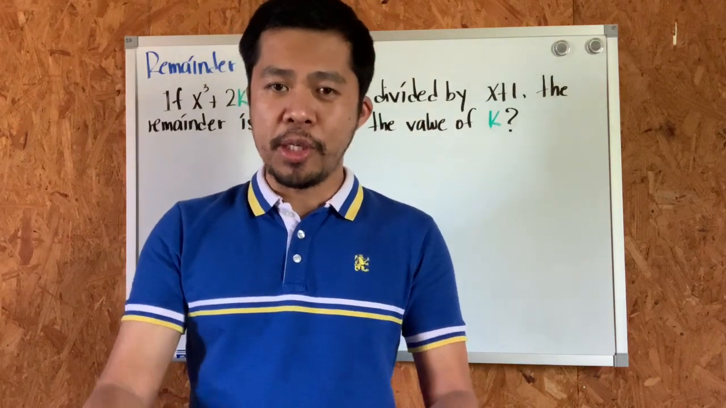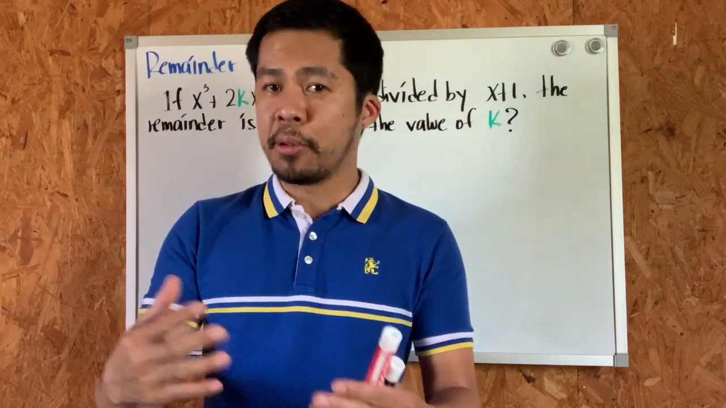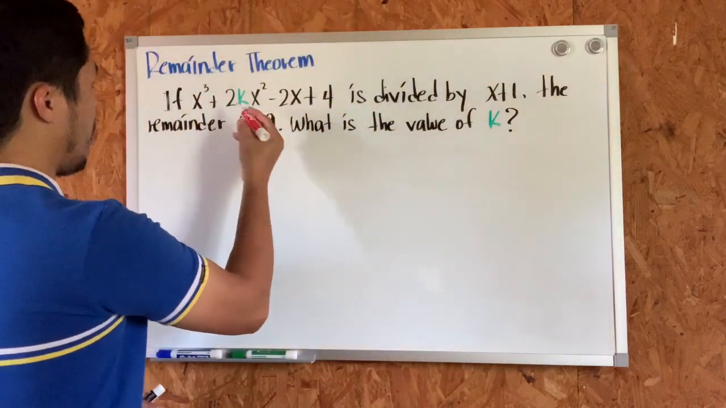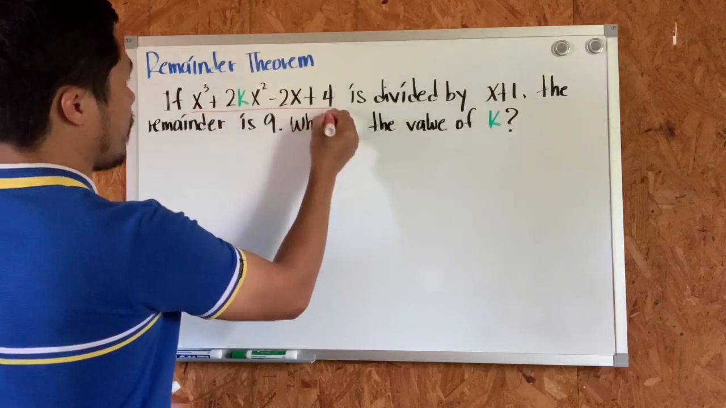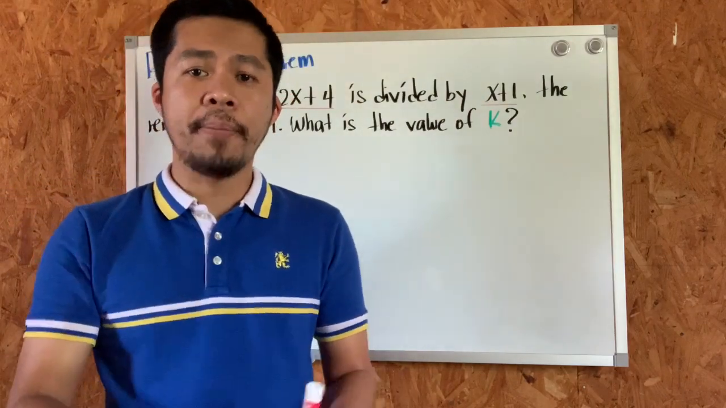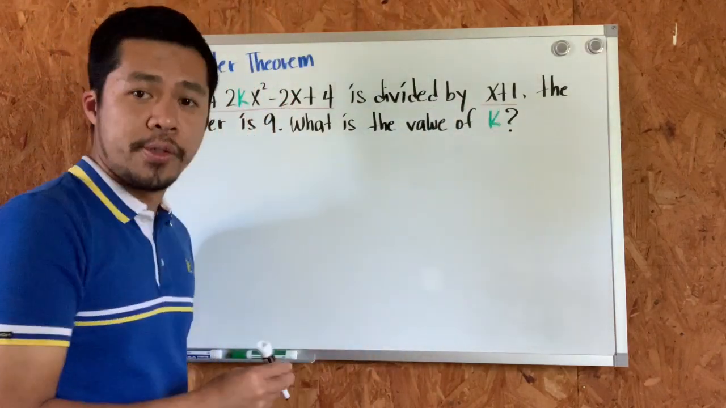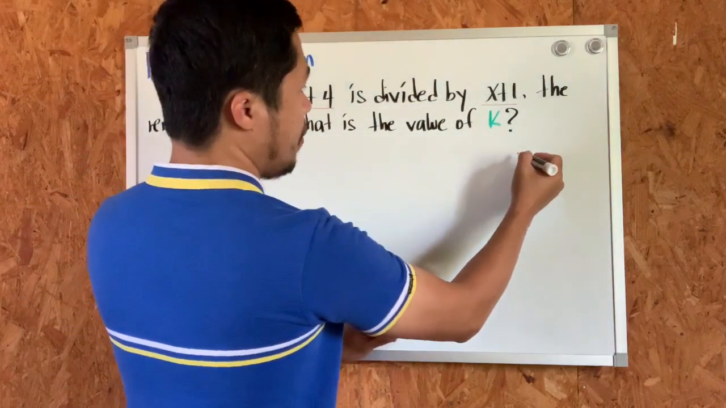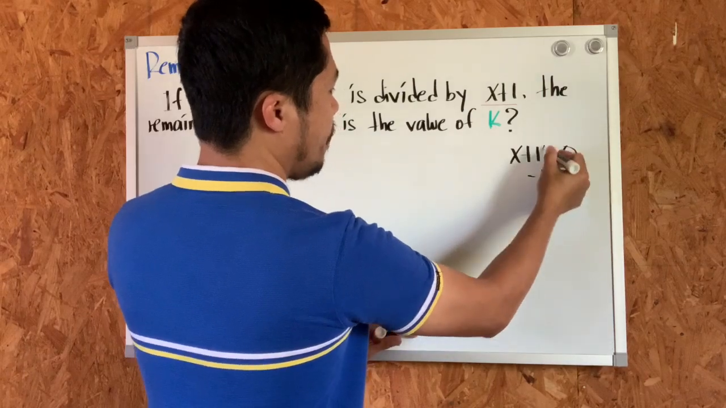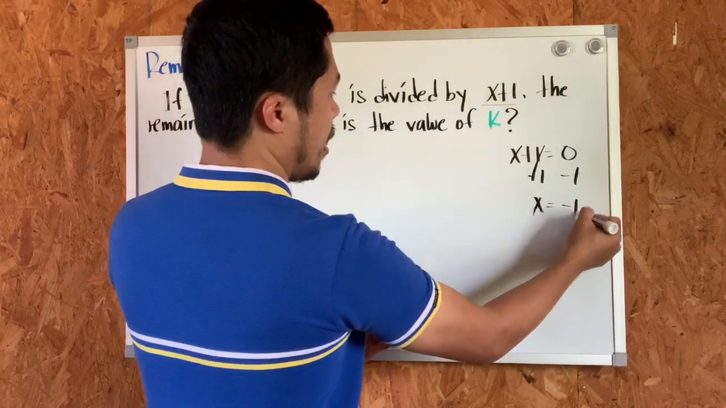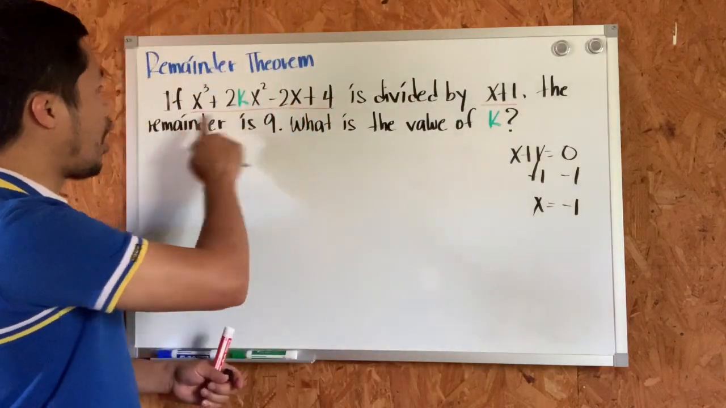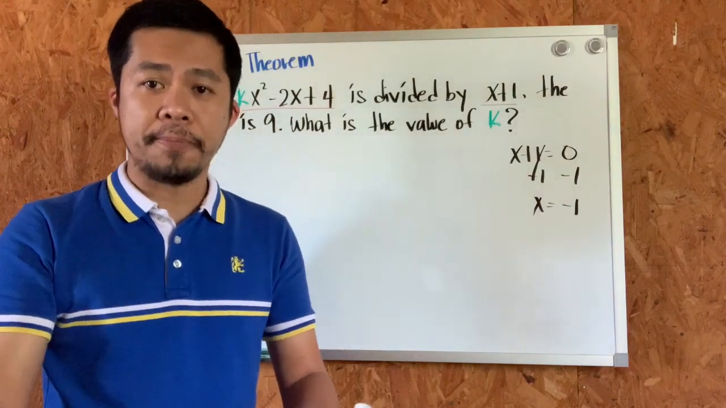So basically, the procedure of this one is the same as what we're doing in remainder theorem. So we have here this polynomial, and then we have here the binomial x plus 1. Okay, so first step, we will equate this x plus 1 to 0 and solve for x. This will be x plus 1 equals 0. Minus 1 on both sides, cancel that, so x equals -1.